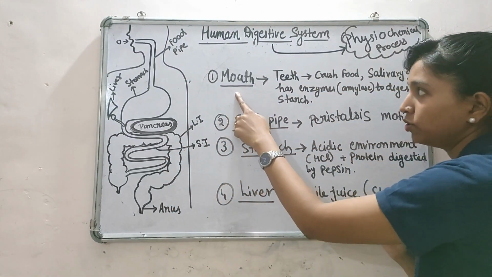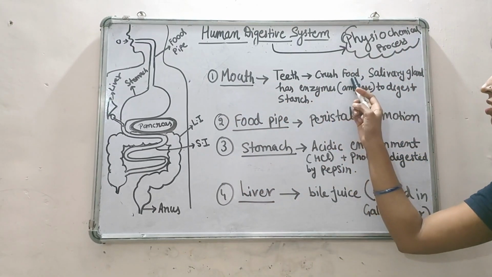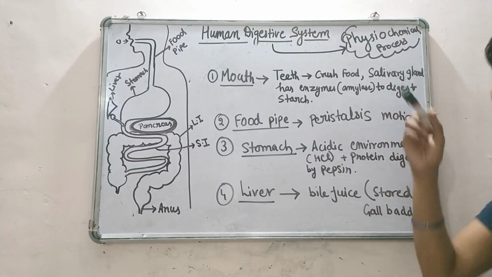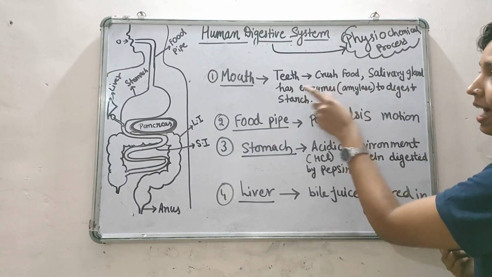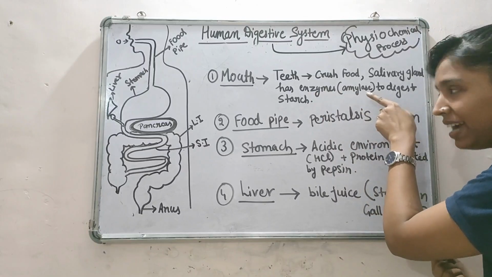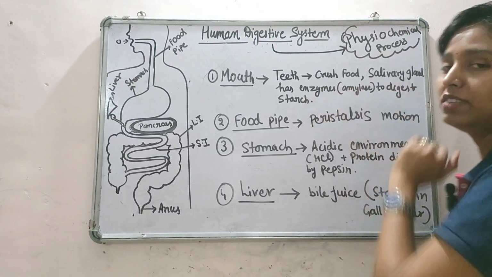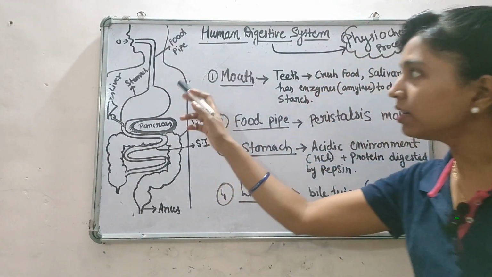First of all, we have the mouth. Inside the mouth there are teeth, which firstly crush the food, and after crushing the food there is the salivary gland inside our mouth. The salivary gland has an enzyme, that is amylase, and this enzyme is helpful in the digestion of starch. Starch is a kind of carbohydrate.